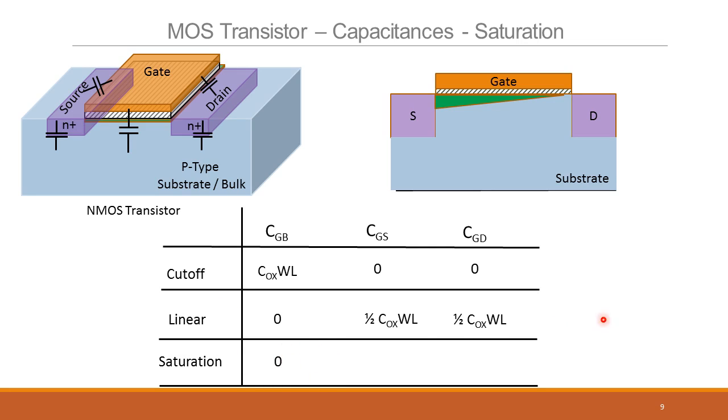In the saturation region, gate to substrate is 0. Gate to source is 2/3 W Cox W by L. It's not just full Cox W by L, it does reduce because the inversion region charges have reduced. And the CGD still is 0 because the channel doesn't connect to the drain.